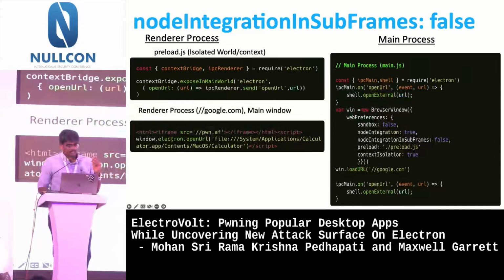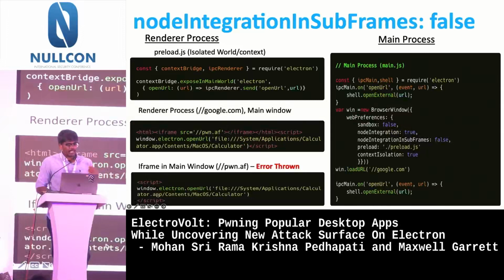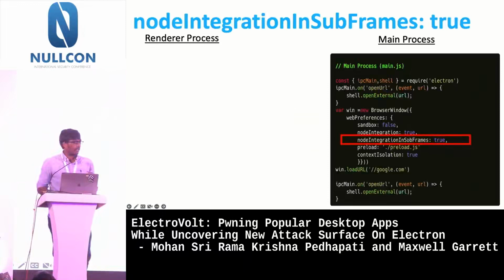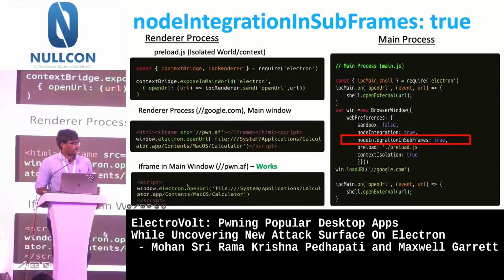But it also loaded an iframe, which is pawn.af, and this iframe can't access window.electron.openURL because nodeIntegrationInSubFrames is set to false. What you can do is, if you set this web preference to true, you can expose window.electron.openURL to the iframe, and the iframe can access preload scripts.